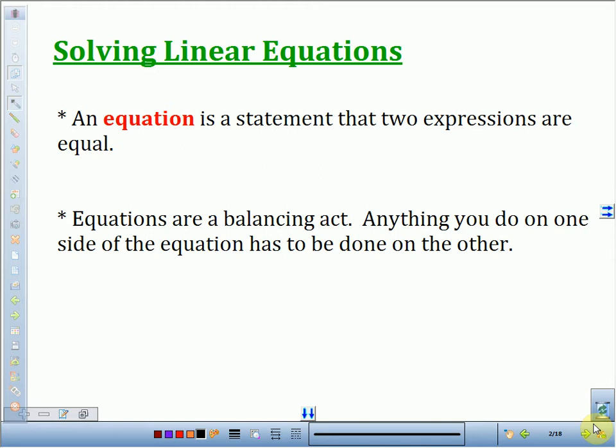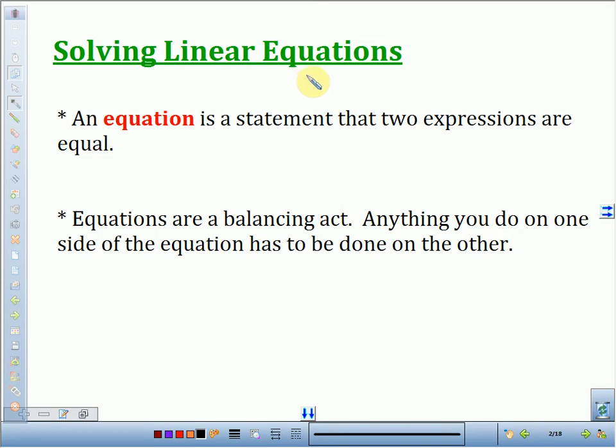Now, equations are a balancing act. Anything you do on one side of the equation has to be done on the other side. If I tell you that two things are equal, and then you add something to one of them, they won't be equal anymore, unless you add the same thing to the other. And that's just logic.